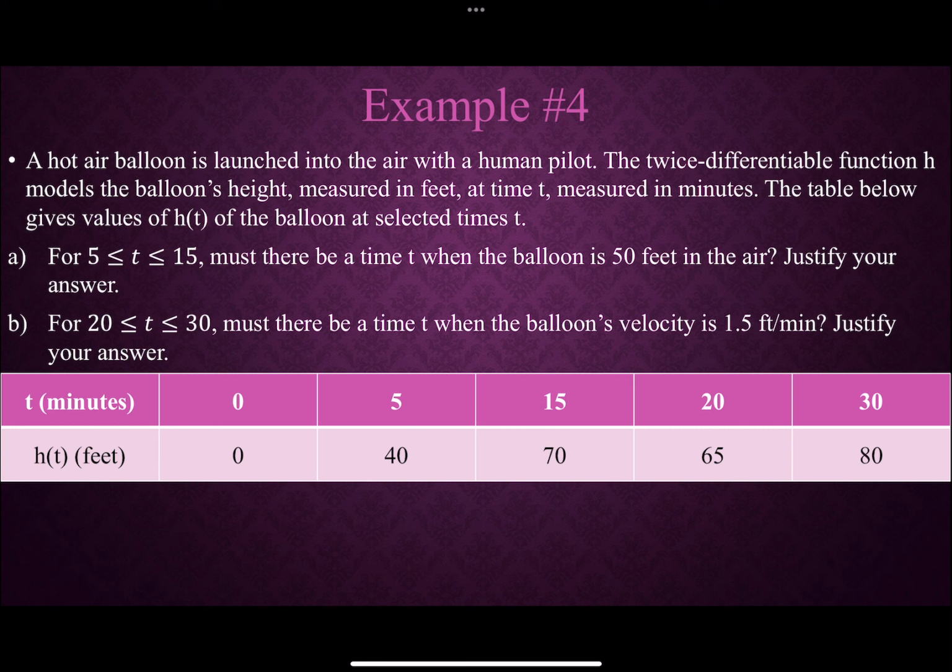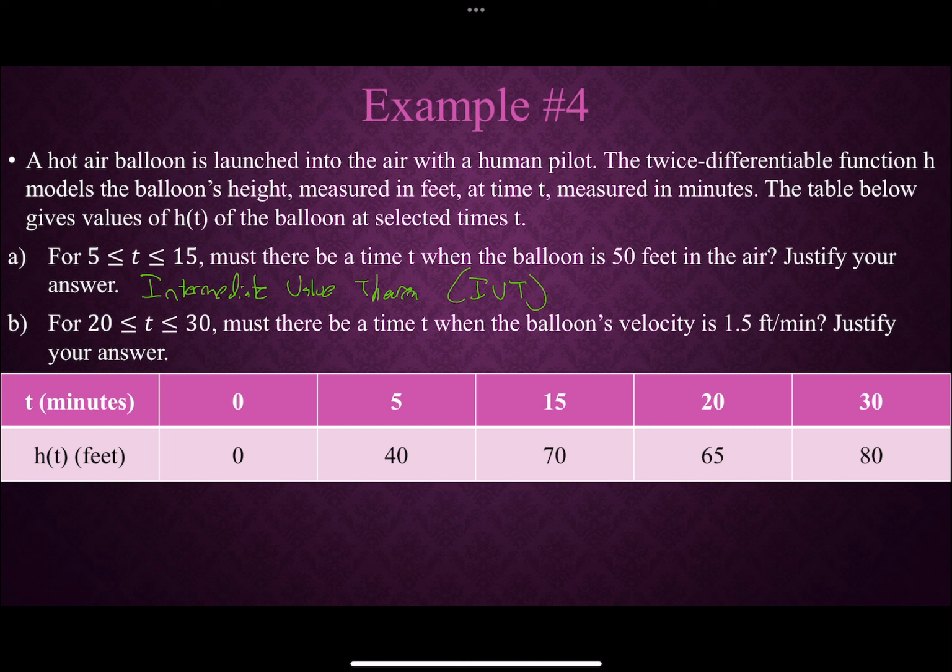So part A, from 5 to 15, must there be a time when the balloon is 50 feet in the air? Justify your answer. So part A is not mean value theorem. Part A is what's called the intermediate value theorem. Abbreviated as IVT. And what the intermediate value theorem talks about is, the key is like mean value theorem, it has to be a continuous function.